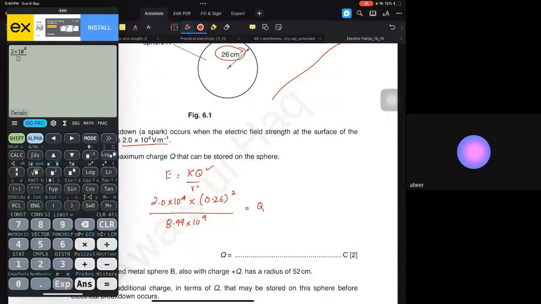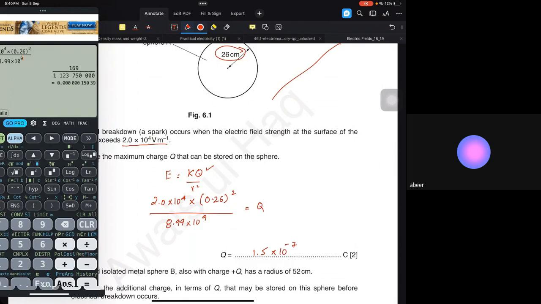2 into 10 raised to 4 multiplied by 0.26 whole square. And then you can basically divide it by 8.99 times 10 raised to power 9. So this is how I think the maximum charge should be 1.5 into 10 raised to power minus 7 coulombs. All right, kids.